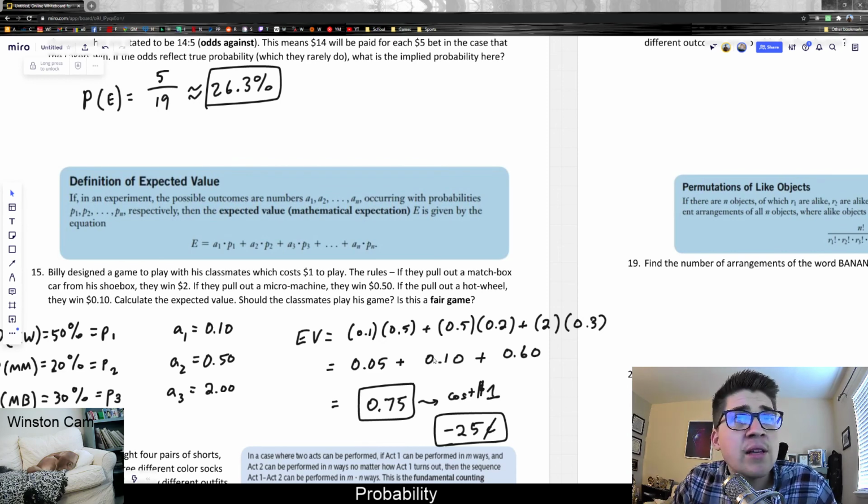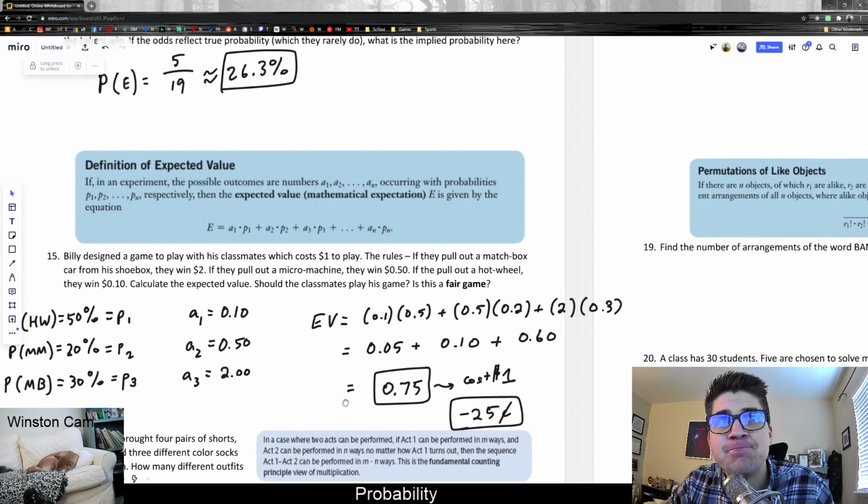So no, his classmates should not play this game unless them losing money is worth the fun of doing this. But that's always the claim with gambling, that it's a game. It's supposed to be fun. And that's why we're setting ourselves up to lose money.